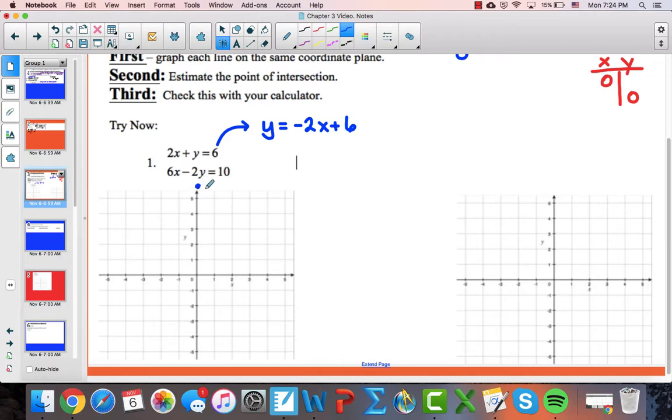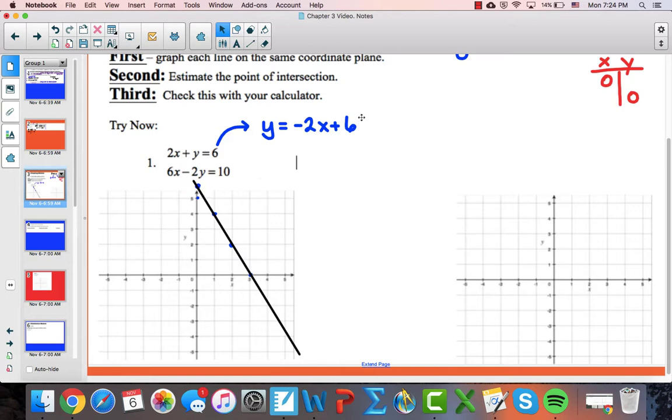Which is right about here. It's a little off the graph, and I'm going to go down 2 and over 1, down 2 again and over 1, down 2 again and over 1, and I'm going to draw a line through it. Now, I do want you guys, when you graph your lines, to use rulers, especially when we're solving a system, because the more accurate you are, the better chance you have of getting the right point of intersection. Okay, so that looks about good there.